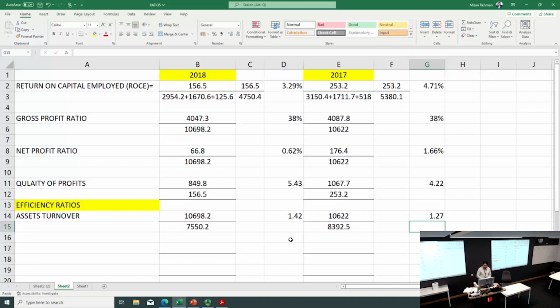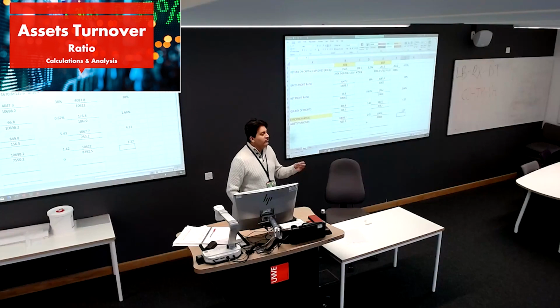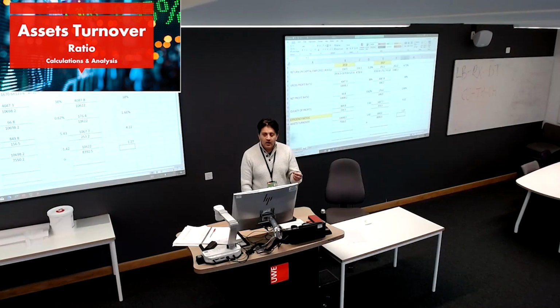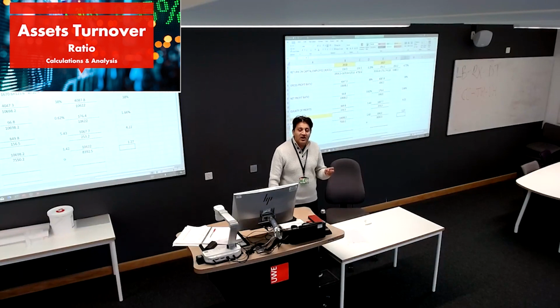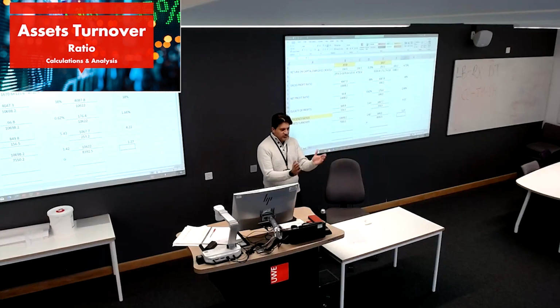So we got 127 for 2017 and 148 for 2018. This means for every 100 pounds worth of assets of Marks and Spencer, they generated sales of 127 pounds in 2017 and 142 pounds in 2018. We can comment that the performance is improving in this area because they generated slightly more sales in comparison to their assets.